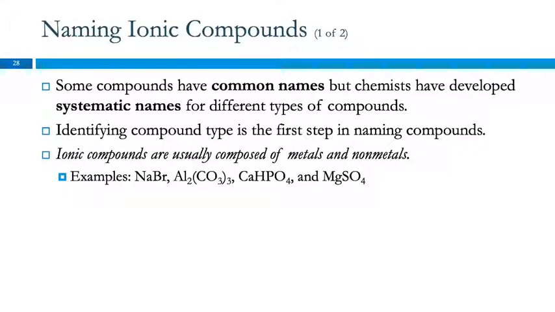Okay, that's writing formulas. What about naming? There are some compounds that have common names, but everything also has a systematic name. So we are going to learn the systematic name. And there are different systems for different types of compounds, just like for people and cultures, we have different ways of naming our children, right?